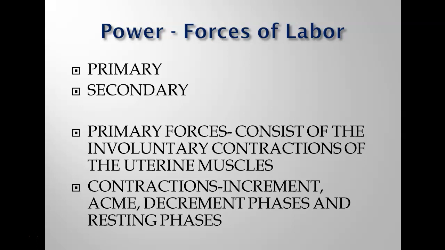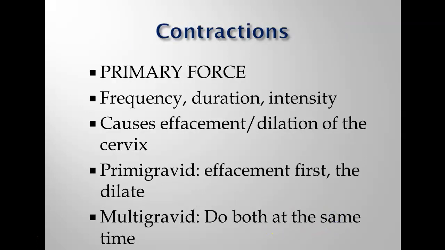The next P we're going to talk about are the powers, or what we call forces of labor. There are primary and secondary powers. The primary force consists of the involuntary contractions of the uterine muscle. Those are contractions that you have no control over, with increment, acme, decrement phases, and resting phases. So when we refer to the contractions, we're talking about the primary involuntary force.